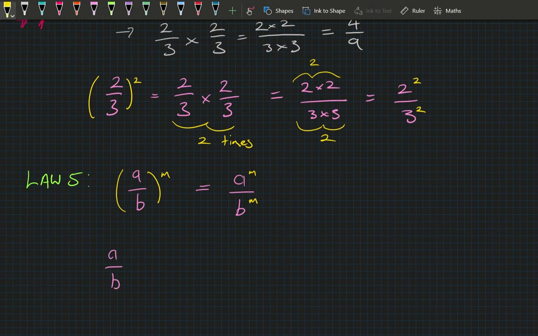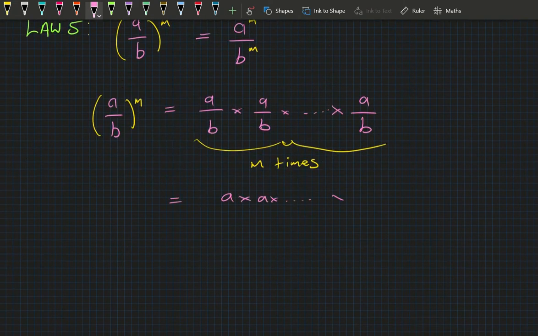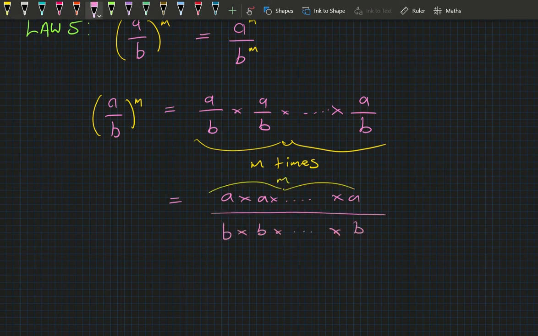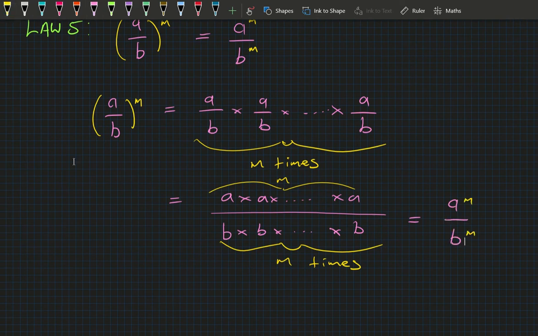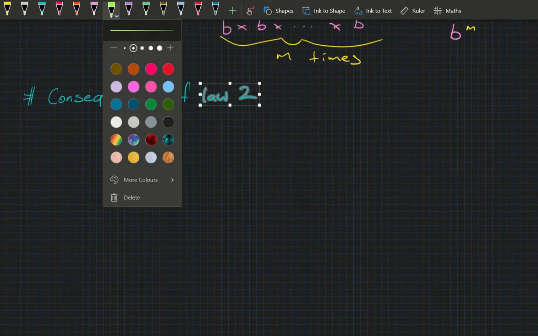So a over b, all raised to the power of m, is equal to a over b multiplied by itself m times. And when we're multiplying fractions together, we just multiply all the numerators with all the denominators. So that ends up with a times a, m times, all over b times b, m times. And the numerator by definition is a to the m, and the denominator is b to the m. So we have a to the m over b to the m. So they're the 5 laws of indices that we're going to cover. I've given you numerical and algebra explanations, so there should be no dramas at all for you to understand any of it. But we've got 2 consequences of law 2 that we need to cover as well.